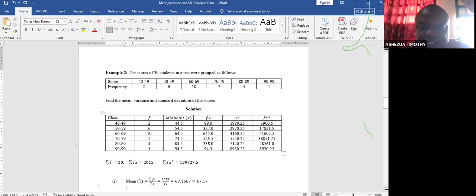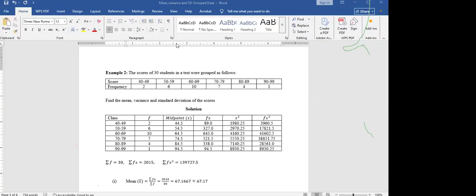For sum f of x, it's the whole of this value here. You get 2015. And if you sum the whole of this value here, we have sum f x squared, which is equal to all that. Any issue? No issue, we can proceed.